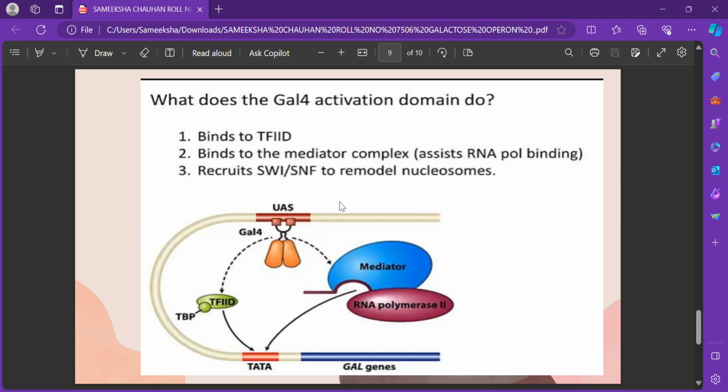The transcription activator is TFIID, as we had CAP in our lactose operon. In a similar manner, TBP is just a part of TFIID, which enhances the complex formation between the GAL4 protein and TFIID. The TBP main purpose is this, and then together, the GAL4P protein allows the binding of this TFIID to the TATA box, which is our promoter.